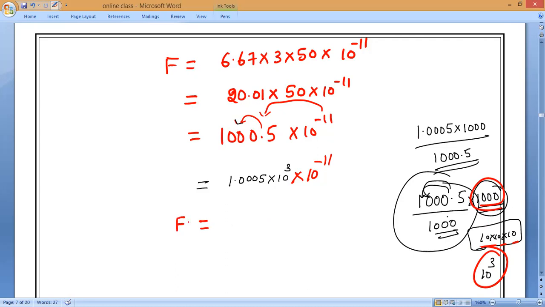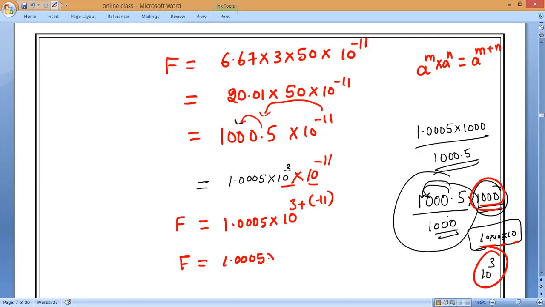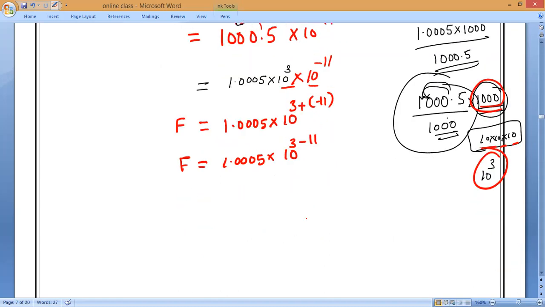Now force F is equal to. Now you can see powers. Base is same. In mathematics, a power m into a power n, what is the formula? a power m plus n. So the same way here, 1.0005 into 10 power 3 plus minus 11, which is equal to 1.0005 into 10 power plus 3 minus 11. What is the answer, Mitakshri? Plus 3 minus 11 is minus 8. That's all, to make it simplified.